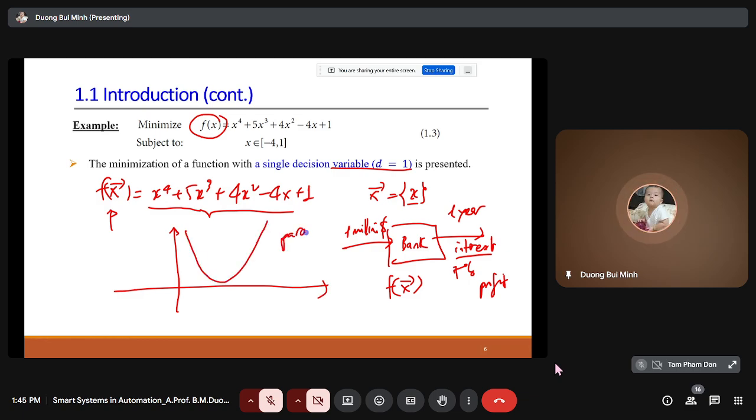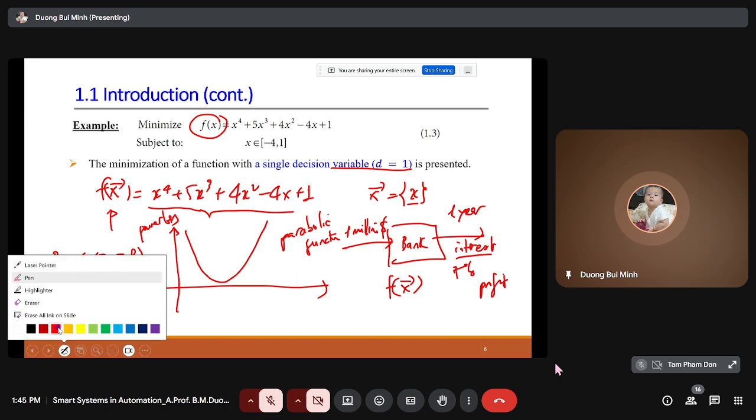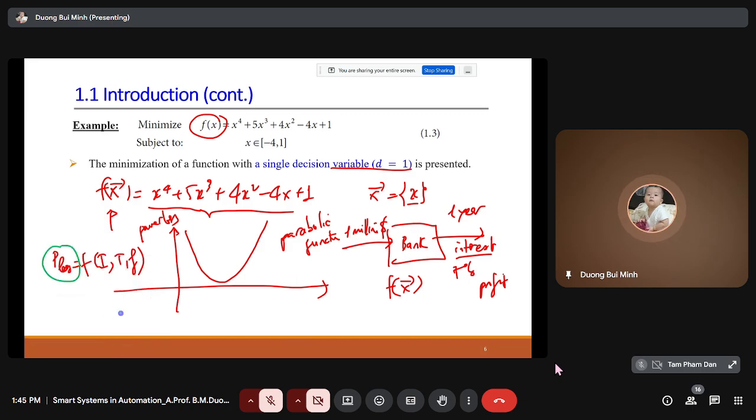This is a parabolic function. Okay, so we would like to find the minimum. For example, this is power loss. Power loss is a function of the current, the temperature, the frequency, something like this. So we would like to minimize power loss. Here this is the minimum value. This is the P loss function.